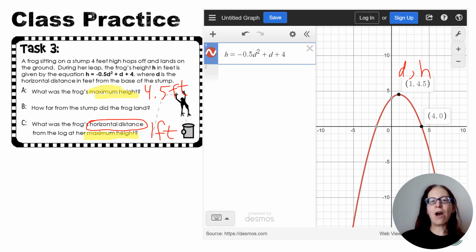Now, if it says how far from the stump did the frog land and you answer 0, this is where I need you to go back and ask, does my answer make sense? We know that the frog is jumping off the stump and she's moving away from the stump. So if you give me the 0 for this, stop, think. Does that make sense? Because that would mean she landed on the stump. So the answer has to be the 4.